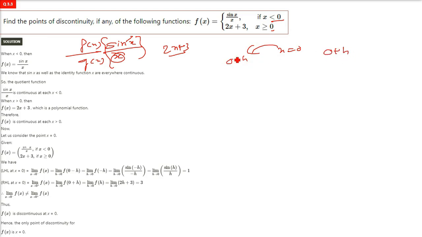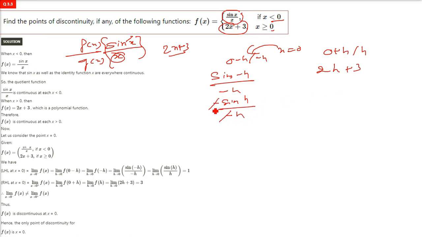At left we'll take 0 - h, at right we'll take 0 + h. So we'll use sin x by x here: sin(-h) by -h. Here we are going to use 2h + 3. Sin(-theta) is -sin theta, so you can write -sin h divided by -h. Just cancel these minus signs out, and 2h + 3 here. Let us apply limit h tends to 0 on both the sides. Sin theta by theta is 1. 2 into 0 is of course 0, so you get 3 on the right.